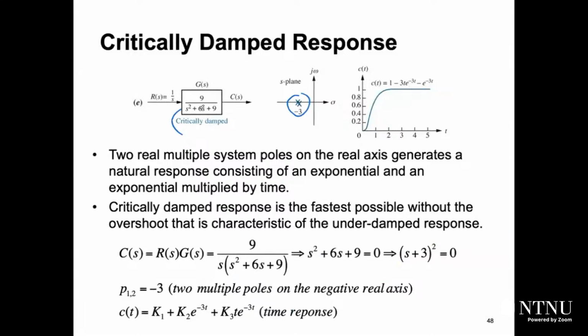So how can we know this? Just look at this one, it's s squared plus 6s plus 9. So it will be (s plus 3) squared. So we have one pole at minus 3 and another one at minus 3. So p1 and p2 equal minus 3, right? So both are real and repeated.